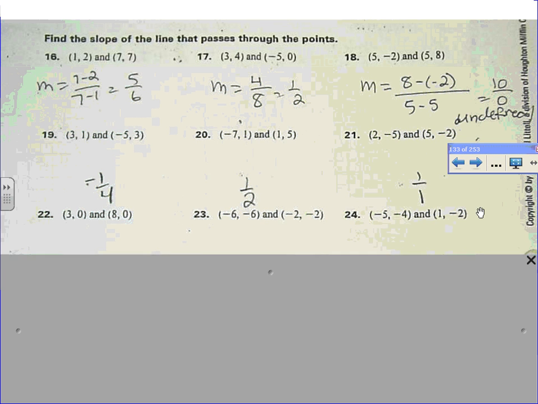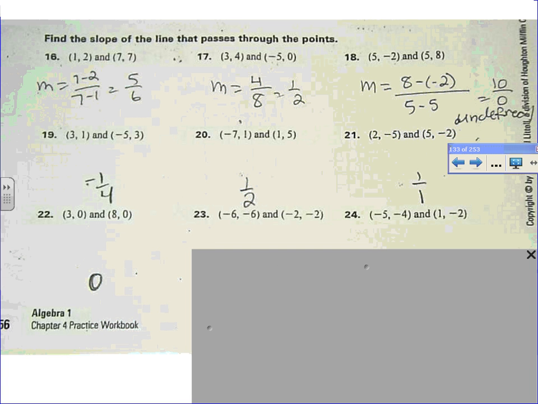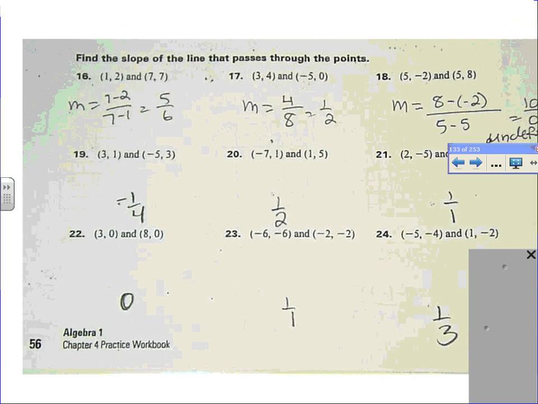Okay, 19 should be negative 1/4. 20 is 1/2. Plus 1 is 1 over 1. Alexis, what did you get for number 21 or 22? 0. Good, 0. Ben, 23. And 4 over 1. Good, 1 over 1. And the last one is 1/3. Whoops.